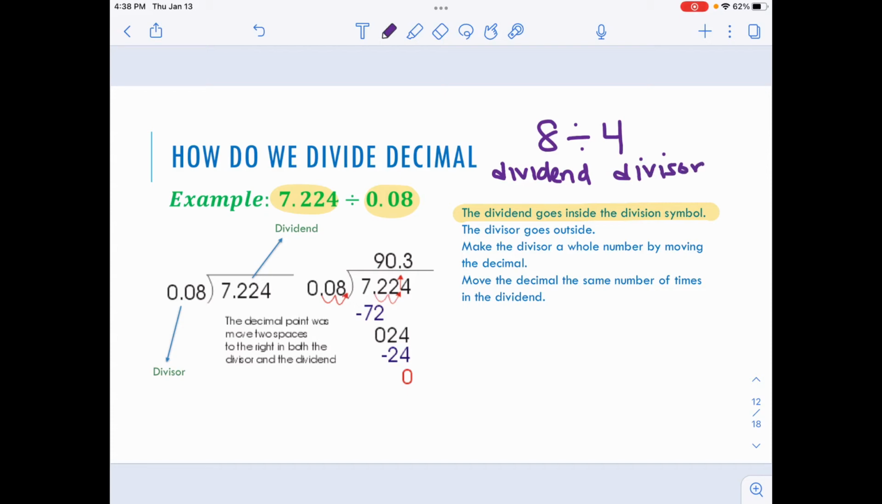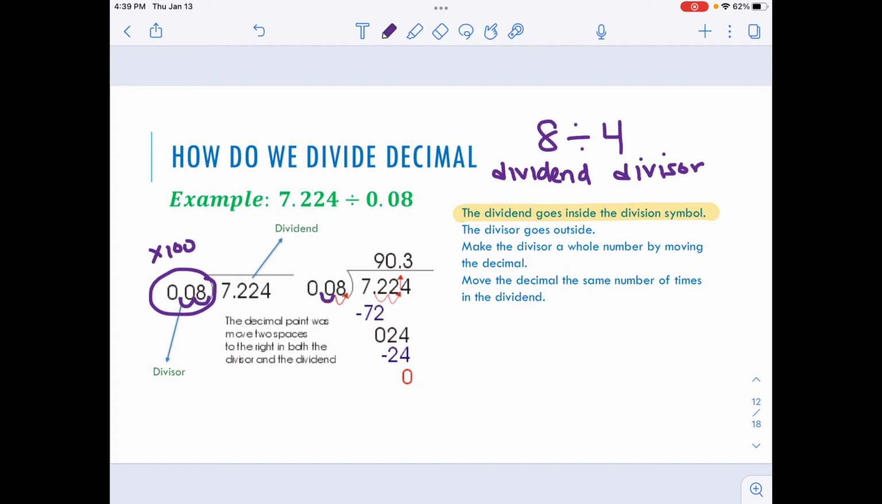So I put the 7 and 224 thousandths inside the division symbol, and then my divisor goes outside. Now that we've set up the problem, just like multiplication, we don't want to deal with decimals. So I'm going to ask myself, how can I turn the number on the outside, or in other words, the divisor, a whole number? Well, to make 8 hundredths a whole number, I'm going to multiply it by 100. I'm going to move that decimal place 2 places to the right.